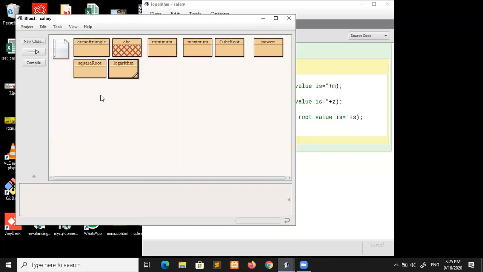For square root, we use 1. Very good. Square root uses 1, and for cube root? One. Perfect. What about power?